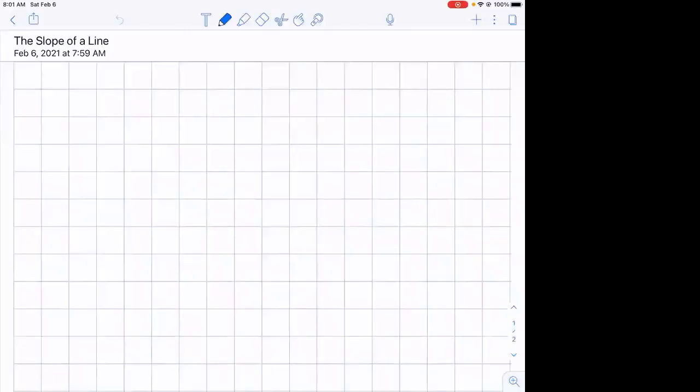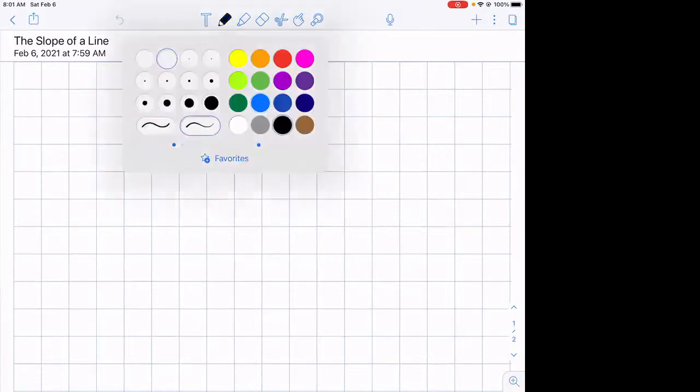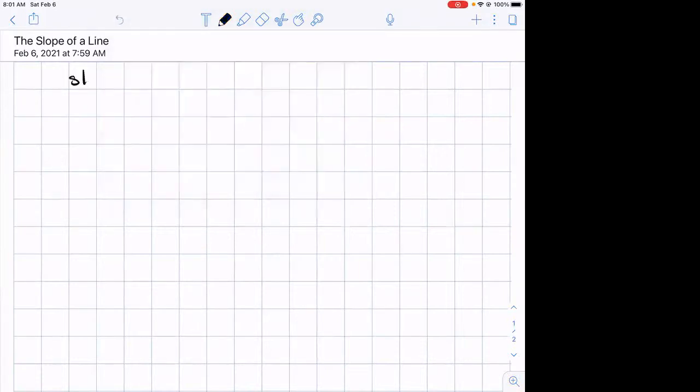Hello, today we'll look at the slope of a line. And we're speaking of lines that are linear. Okay, so we're only looking at the slope of linear equations or linear lines. So, slope of linear lines.